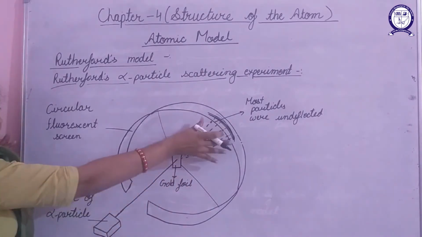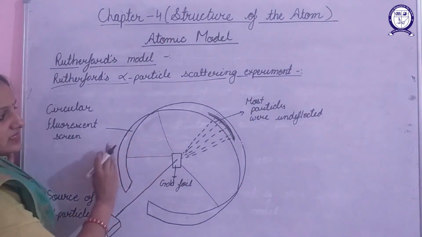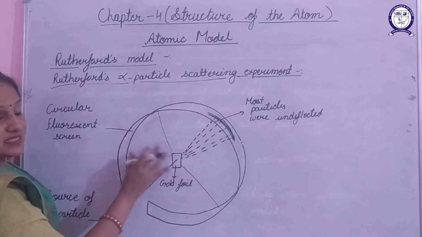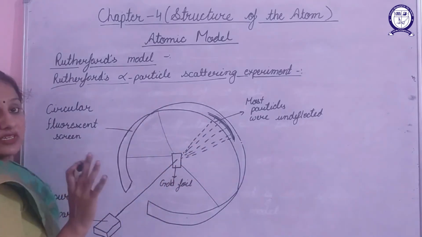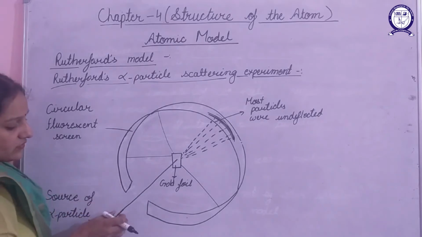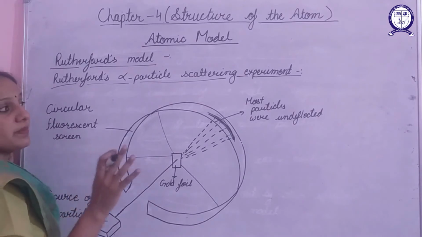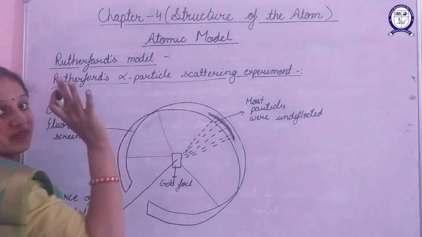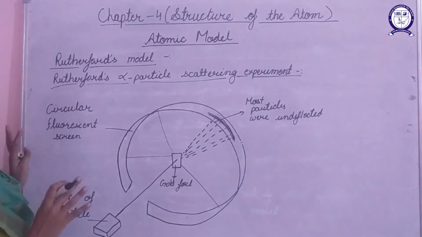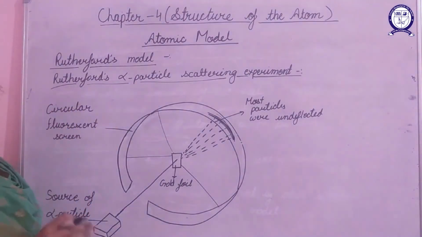Now, other than these particles, only a few particles were present that strike at some different places in this fluorescent screen. So this concluded that whenever the alpha particles strike on this gold foil, most of the particles travel undeflected. So this was what Rutherford experimented using alpha particles.